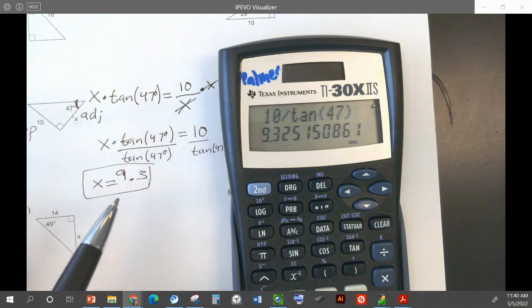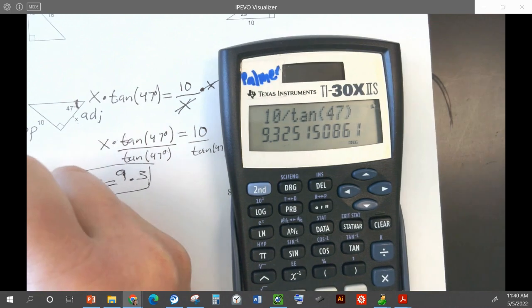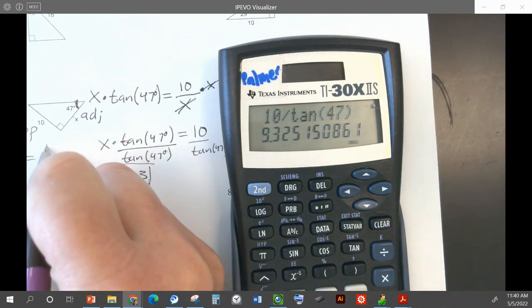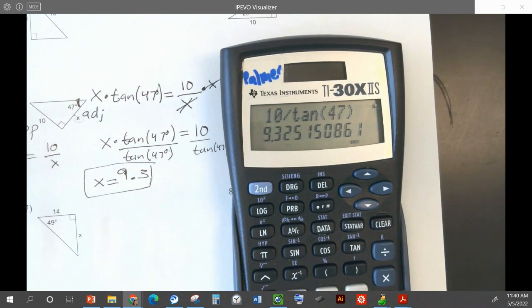Another way to do this, so let's start again. We have tangent of the angle is 10 over x. Is this right? Let's see.